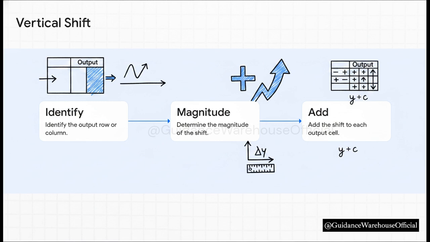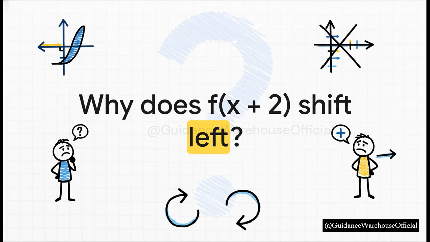Identify your output column, figure out how much you're actually shifting by, and just add that shift directly to each output cell. Easy, right? Now, here is a question I get all the time. Actually, it's a super common point of student confusion.